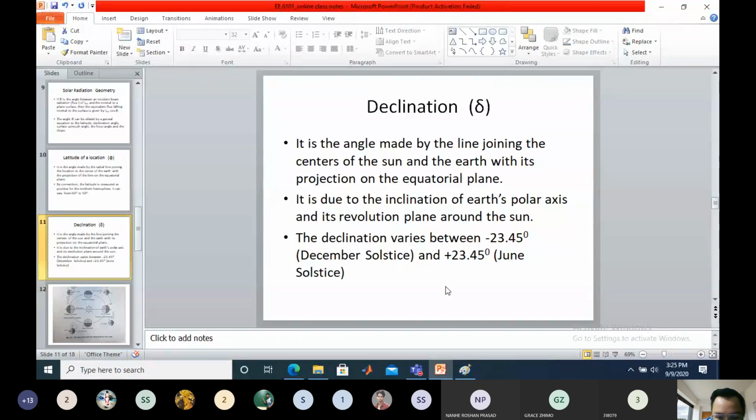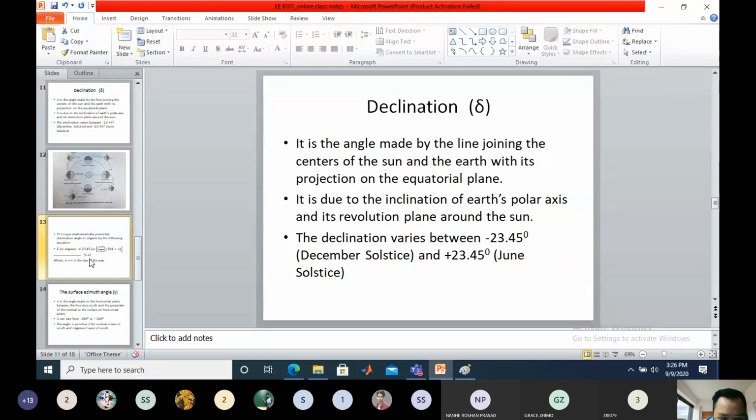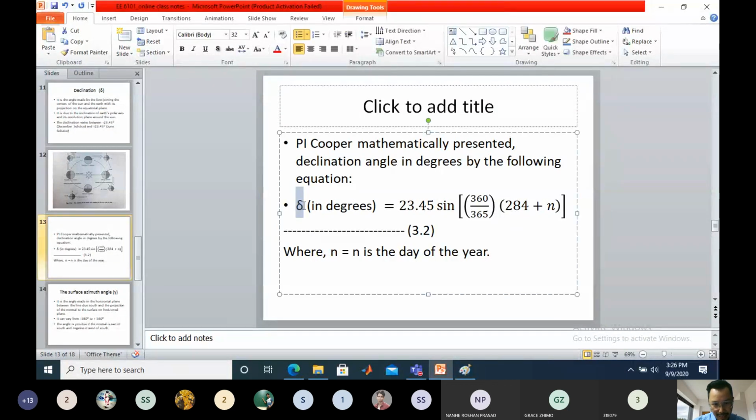So let's have a look again. The declination varies from minus 23.45 degrees to plus 23.45 degrees, right? So this value can be exactly found out. See, for example, if you want to find out the declination angle on, let's say, February 2nd, you can use this formula. Have a look here. The declination angle is given by this equation. You can use this formula.